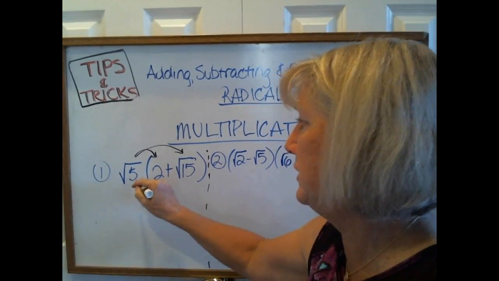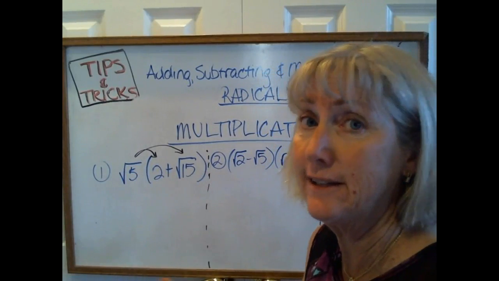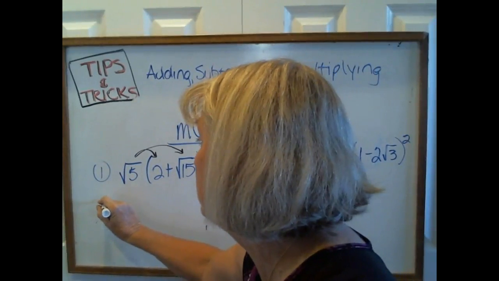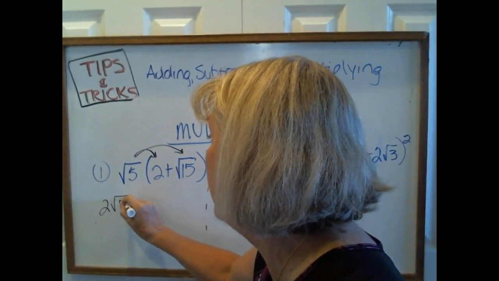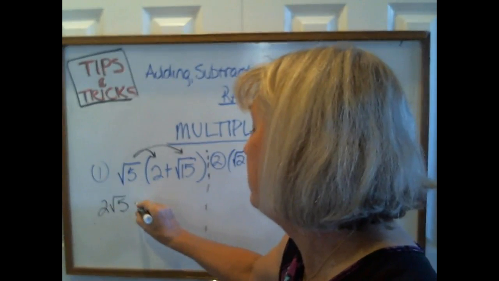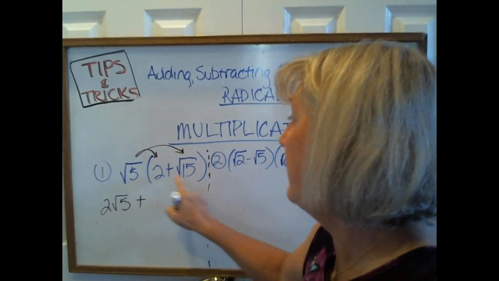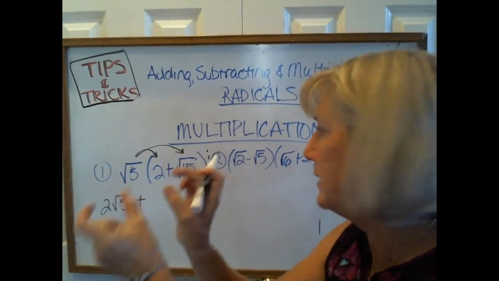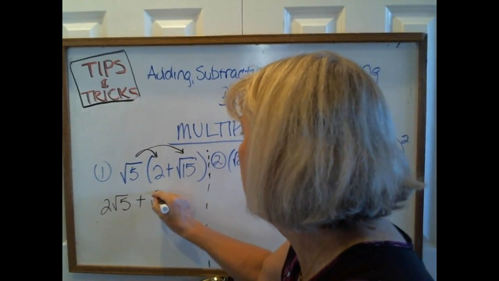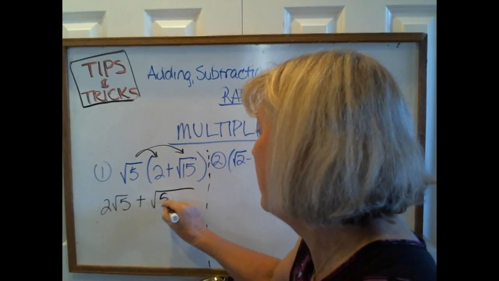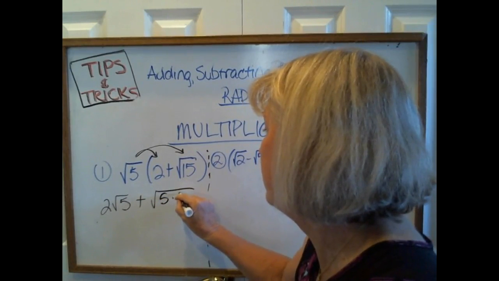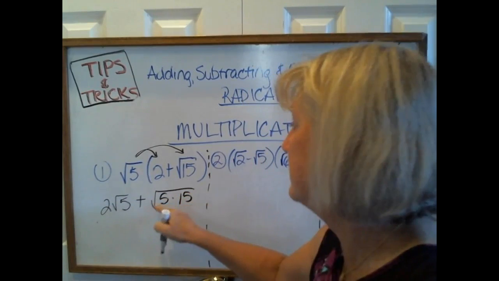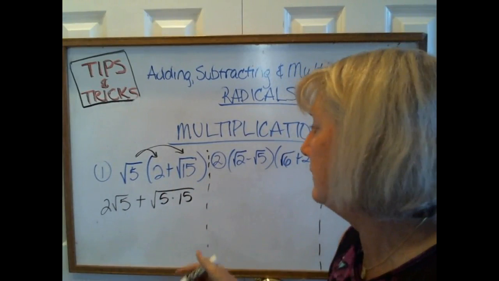The 2 can't go in jail, and the 5 can't come out of jail unless it has a partner. So this will be 2 times the square root of 5, and then it would be plus root 5 times root 15. They're both in the same kind of radical, or the same kind of jail. So I'm going to write this as the square root of 5 times 15 because they can go in the same kind of radical.